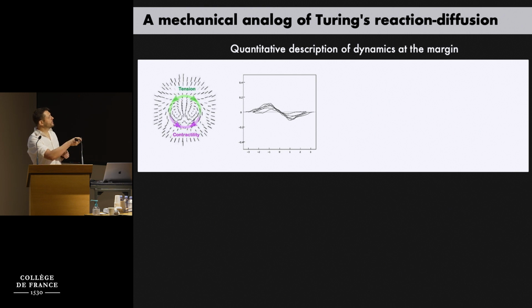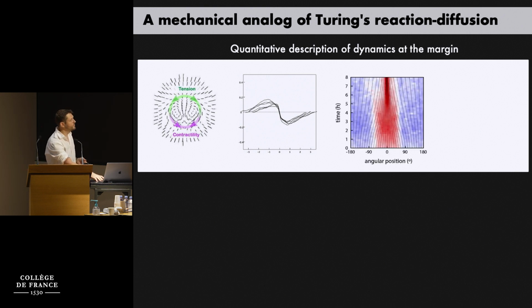So 0 here is the posterior, and the edge would be the anterior. It's really unfolding the margin linearly and looking at the dynamics. What was striking is that you have a triangular velocity shape here. And this is striking because the cells have a preferred velocity. Another way to look at the same data is to look at the derivative of the velocity, which would be the strain rate.